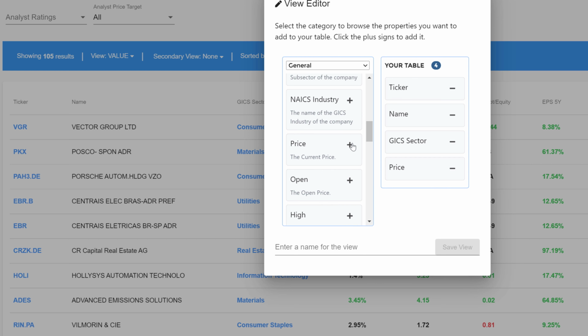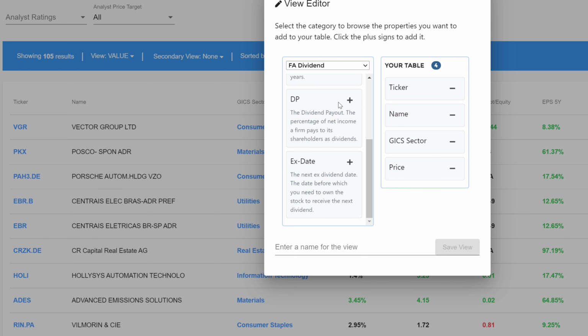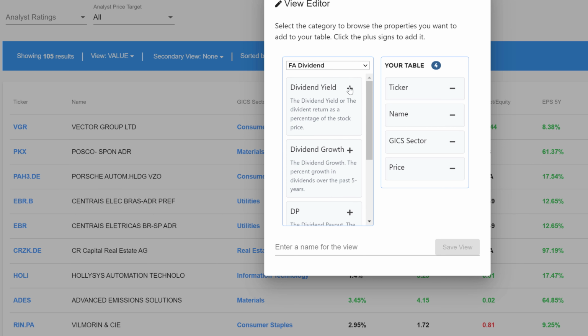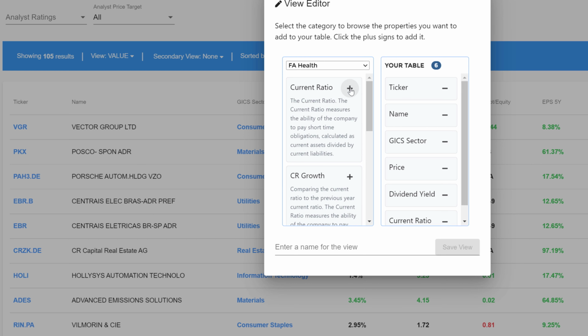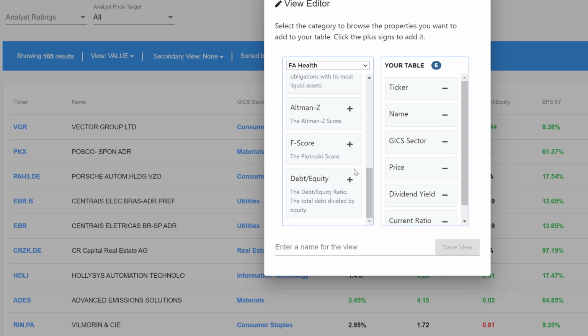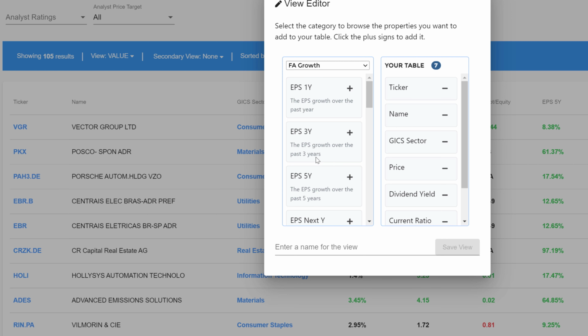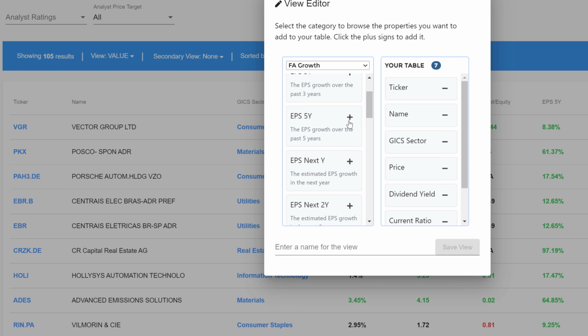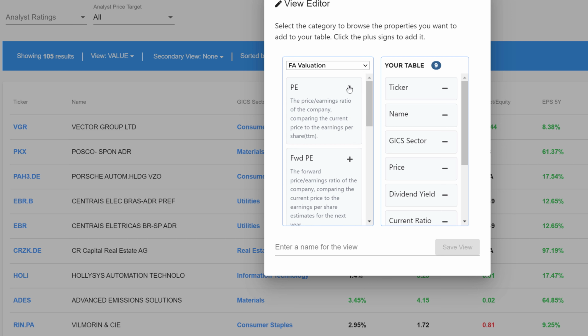Now select the Fundamental Dividend menu and select the option Dividend Yield. Next, go to the Fundamental Health menu and select the current ratio. Next, scroll down and select the debt equity as well. Now go to the Fundamental Growth menu, and from this section select the EPS 5 years and the EPS next year. Then to the Fundamental Valuation menu, where you select the price earnings.